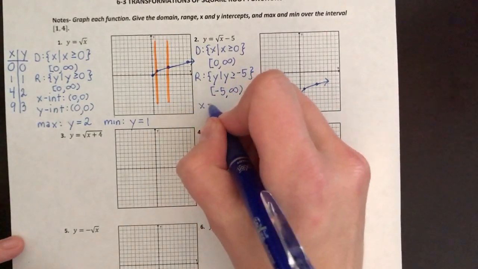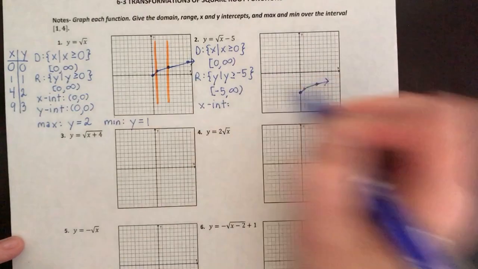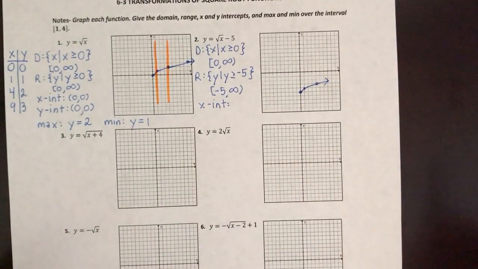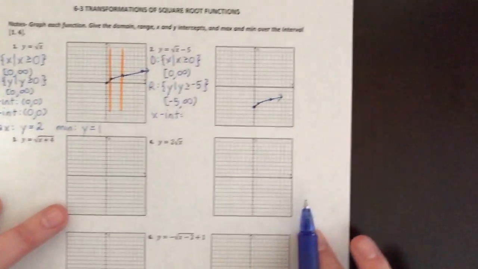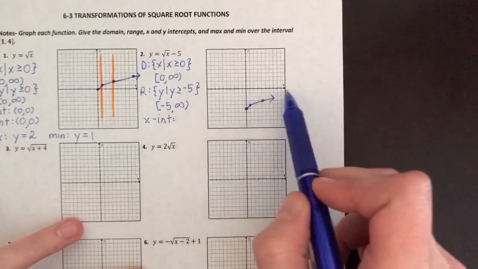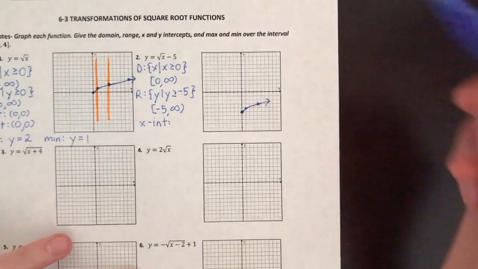My x-intercept is quite a bit more difficult to find because it has shifted down 5. So for this one, we'll have to do a little algebra. You know that the x-intercept is the point on the graph that has a y value of 0.